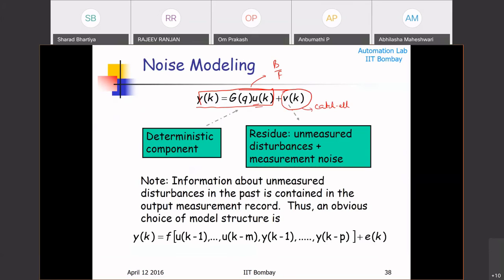Everything that I cannot explain using u, I'm going to put it over there. It turns out that you have to be able to model v properly. For example, if this is not zero mean, then you are in trouble. Remember, we are always thinking we are going to model this v using some operation on e, and e was zero mean, and the variance was sigma e square. So if your v does not turn out to be zero mean, the model is no good.